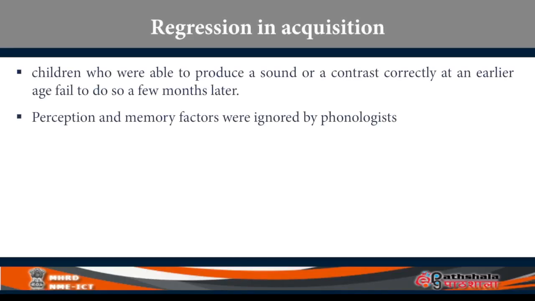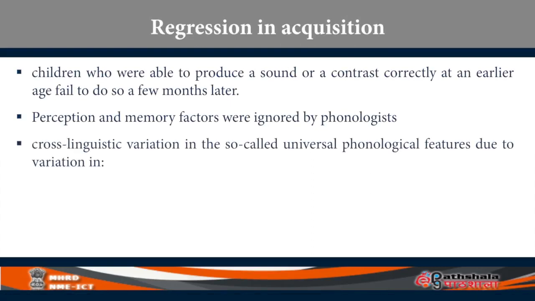Also, perception and memory factors were not considered sufficiently by phonologists in the past. Now, more and more researchers are paying attention to the role of perception and memory in acquiring sounds. Cross-linguistic variation in the so-called universal phonological features is explained. So what are the cross-linguistic features that did not agree with Jakobson's hierarchy?